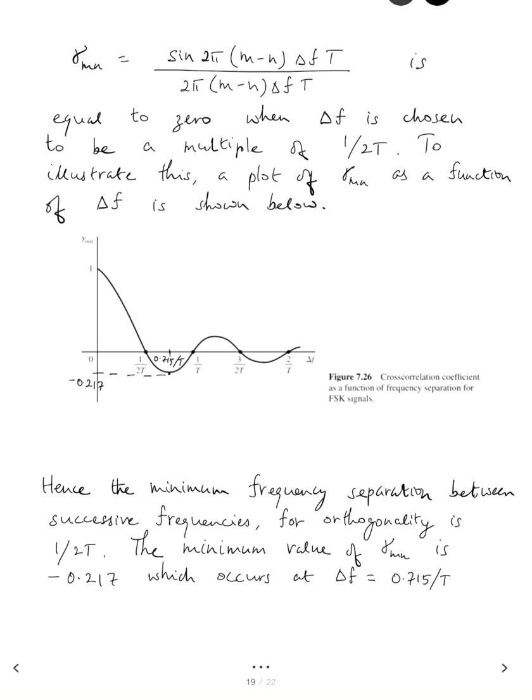Okay, and we also notice from this diagram that the minimum value for this inner product occurs at 0.715 over t, and the minimum value that we get is negative 0.217. Okay, the implication of that we will discuss in a later lecture, but for now what we are interested in is just finding out what the values of delta f are that will make the multiple carrier frequencies that we are producing, or the bandpass signals that we are producing, all orthogonal with respect to each other.